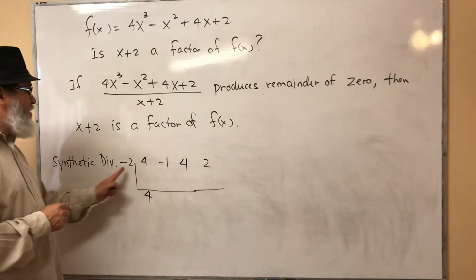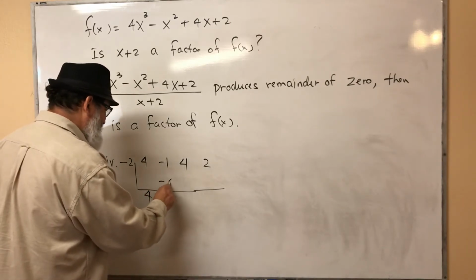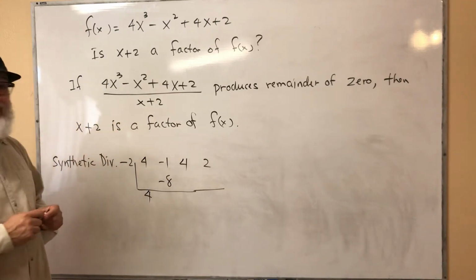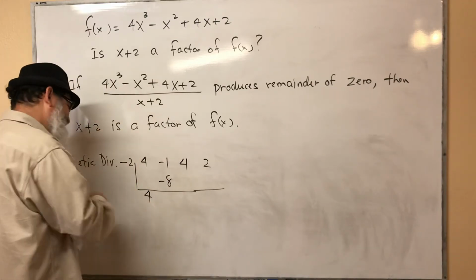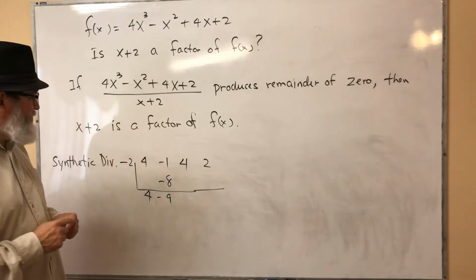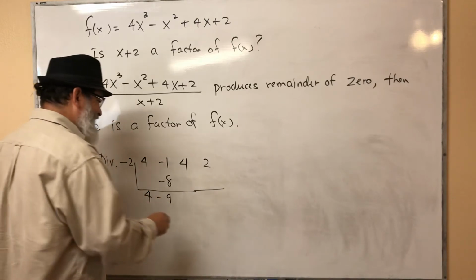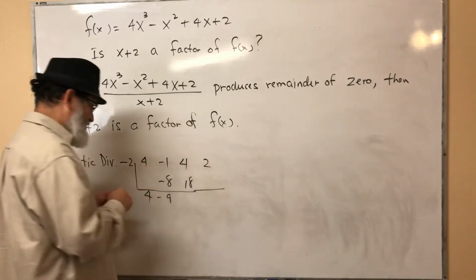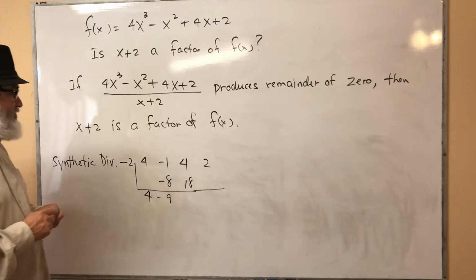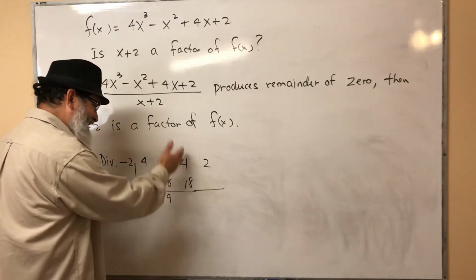Next, multiply. Negative 2 times 4, negative 8. Next step, add. Negative 9. Negative 2 times negative 9, 18. Add. And what do we get?